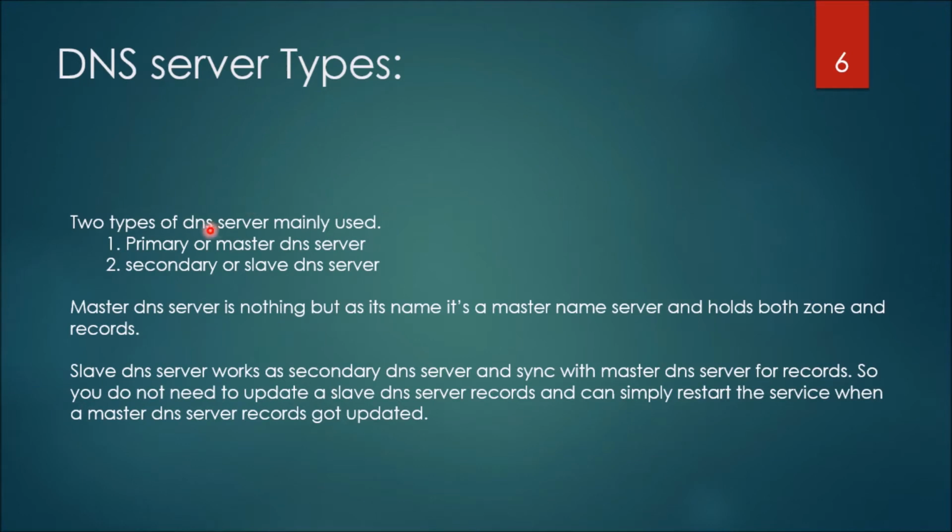Now we'll learn about DNS server types. Primary and secondary, or master and slave DNS server types are there. A master DNS server is, as its name says, a master name server and it holds zones and records. You can simply update both the zone records and anything else, and if you require, you can create a new forward zone. All right, and the slave DNS server works as a secondary DNS server and it actually syncs and gets updates of records from the master server, right?